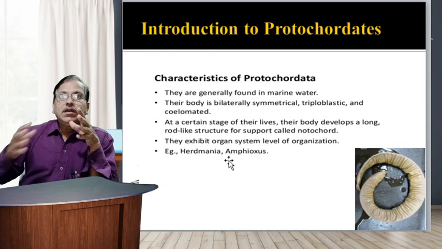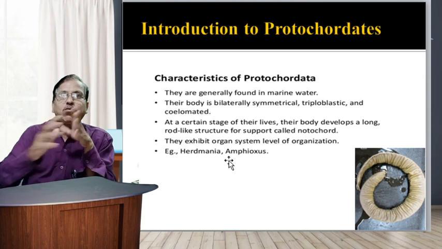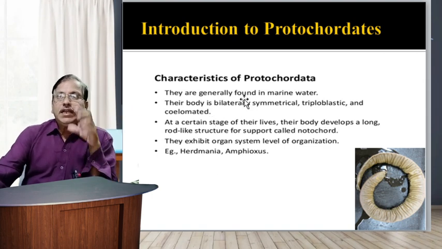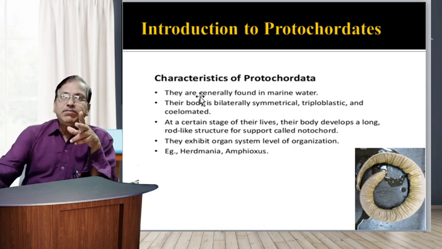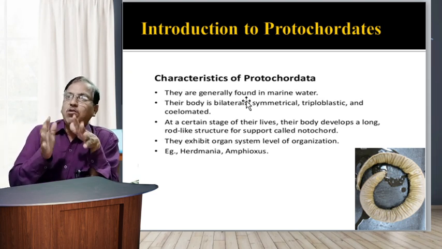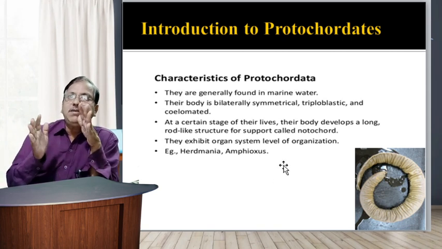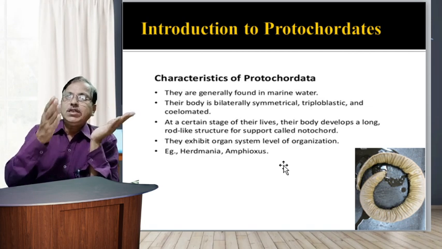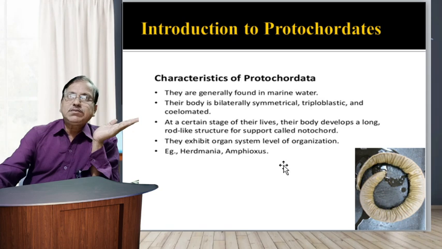Dear friends, in the characteristics of the Protochordates, we already discussed the main or general characteristic points of the Chordata. In the same way, the animals which are included in the Protochordata have specific or general features. The first character, they are generally found in marine water, means every Protochordate is mostly found in marine or sea water. Their body is bilaterally symmetrical, triploblastic and coelomate. We already discussed this point in the characteristic features of the chordates.